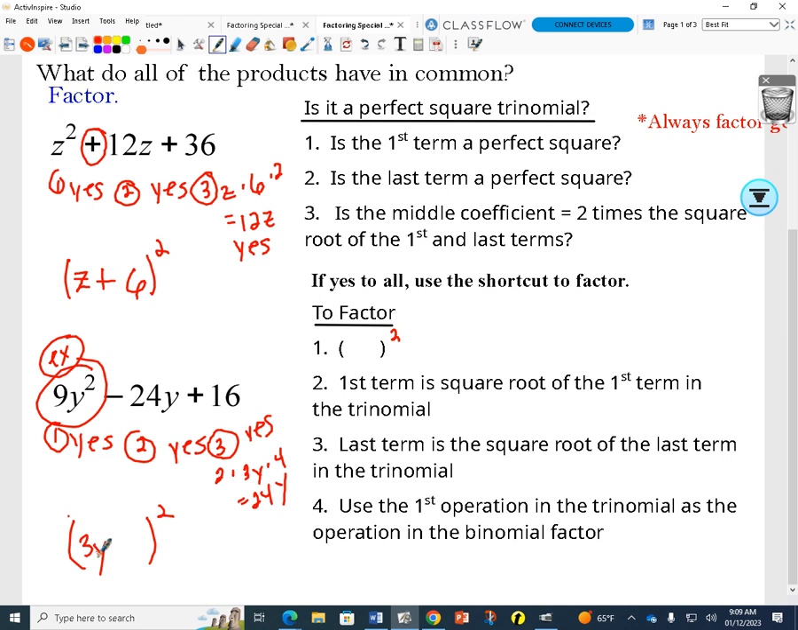The last term is the square root of the last term in the trinomial. So what's going to go in the last spot, Bonami? Yep. And the first operation in the trinomial, I should say, is the operation in the binomial factor. So what's going to be the operation? Addition or subtraction? Caleb? Yes. Good job. And that's how we factor it using the shortcut. Anybody have a question on that?